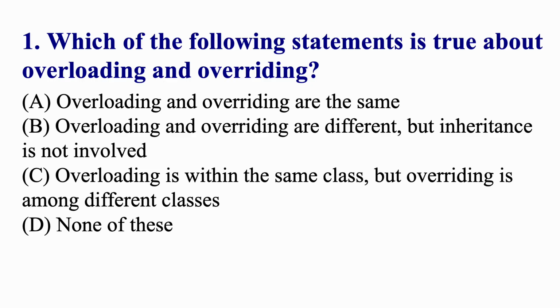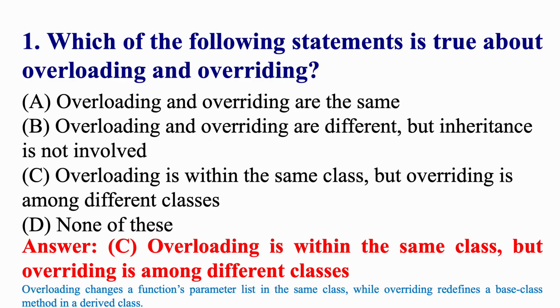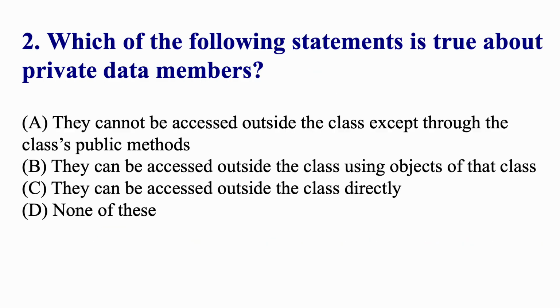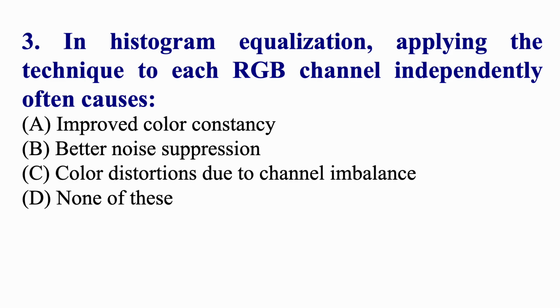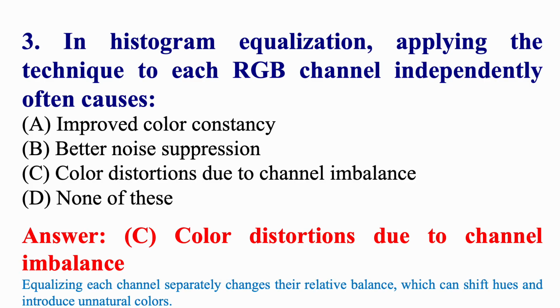Which of the following statements is true about overloading and overriding? Overloading is within the same class, but overriding is among different classes. Which of the following statements is true about private data members? They cannot be accessed outside the class except through the class public methods. In histogram equalization, applying the technique to each RGB channel independently often causes color distortions due to channel imbalance.